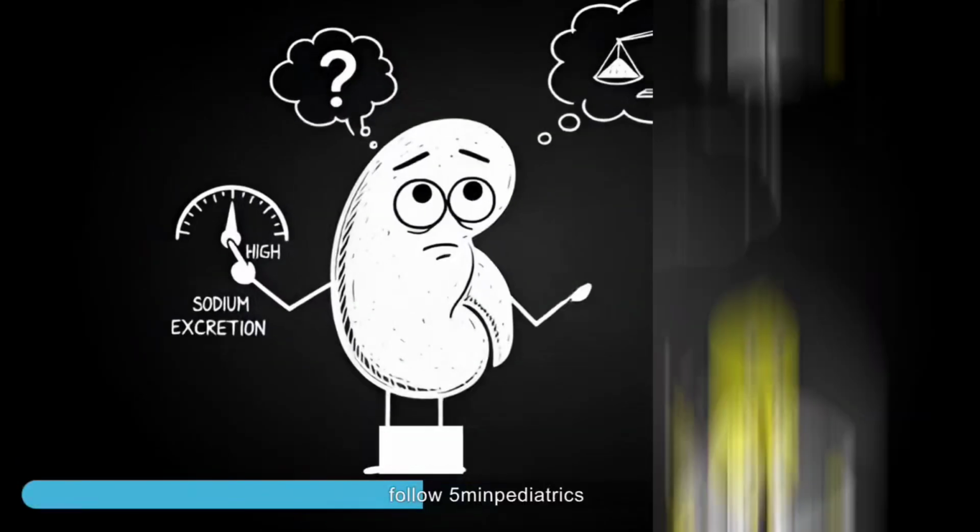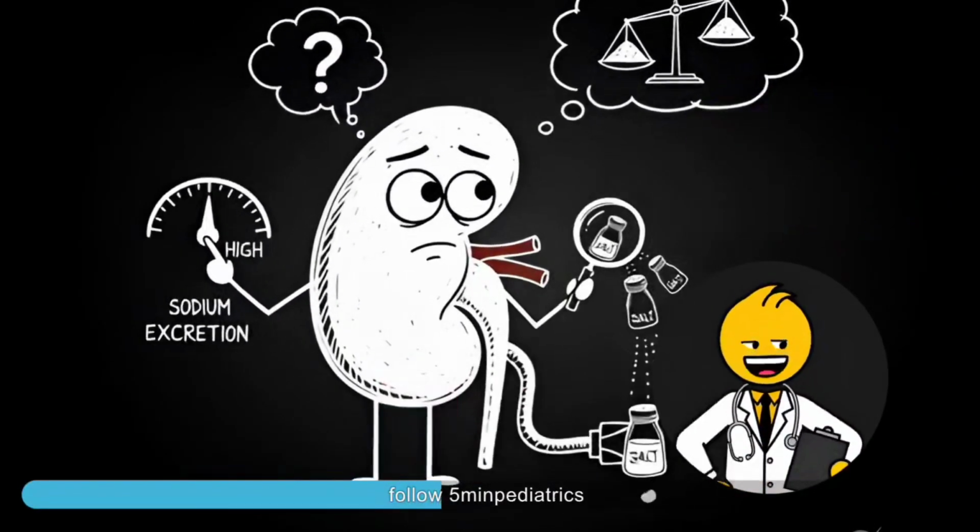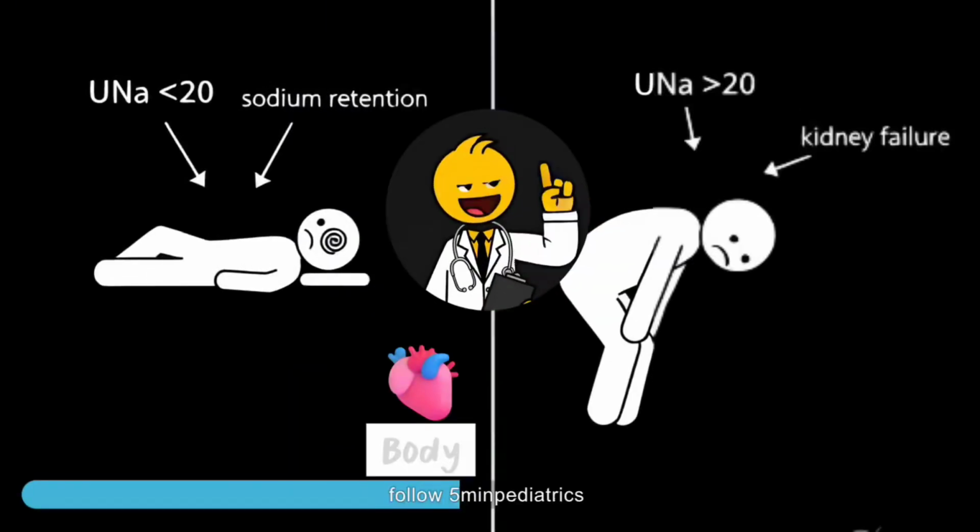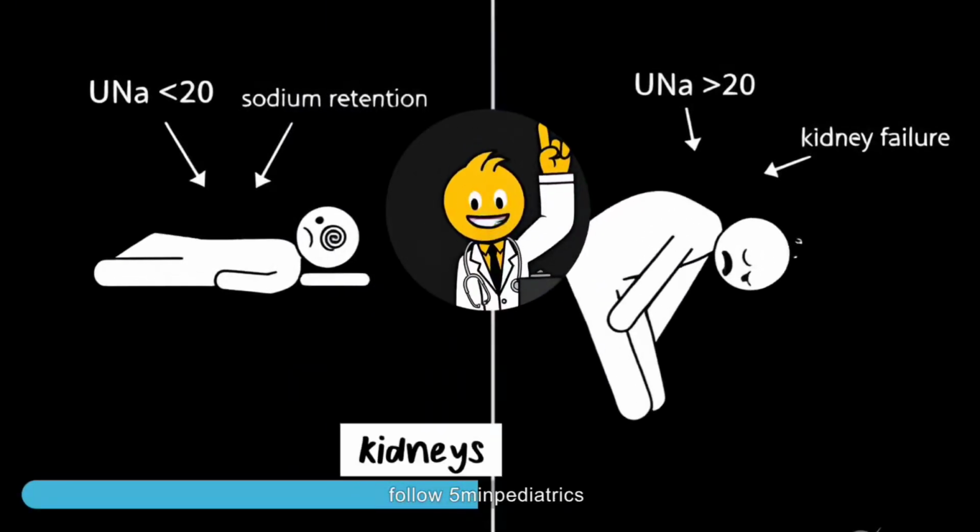Now check urine sodium. This is where most people fail in exams. If urine sodium is low, body is trying to hold sodium. If high, kidneys have failed.